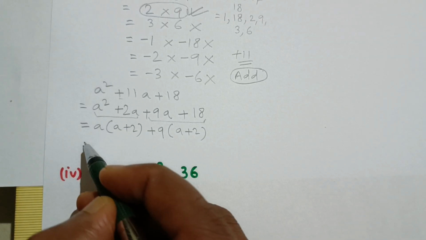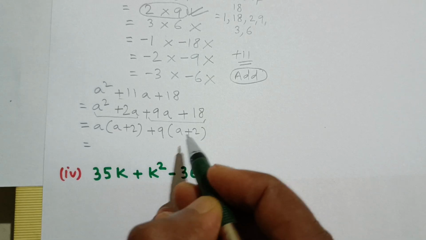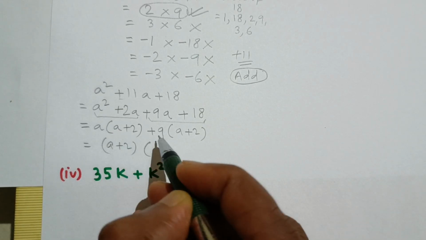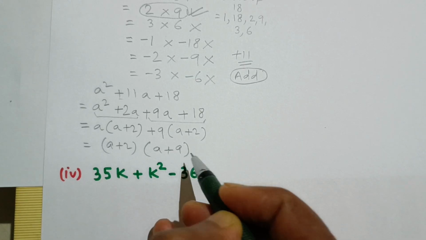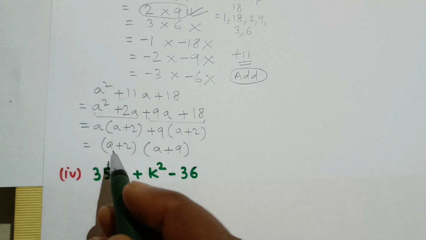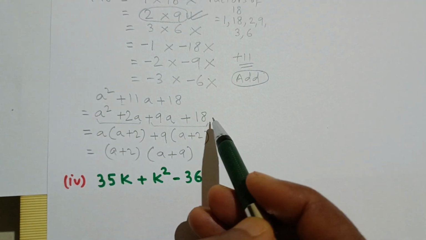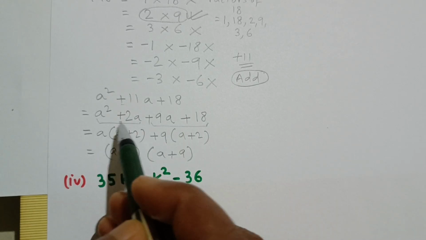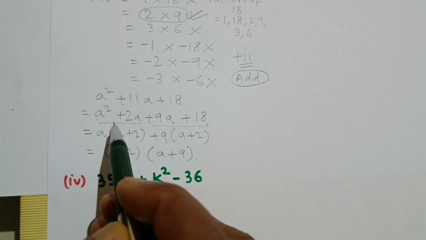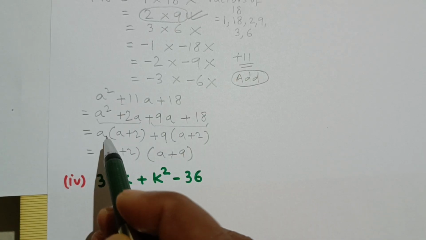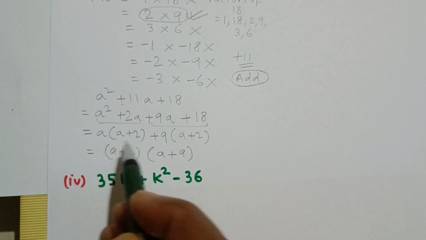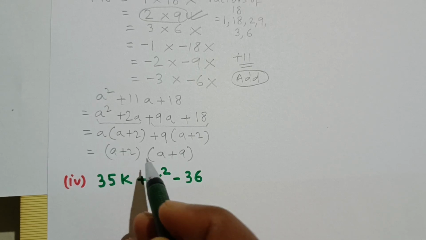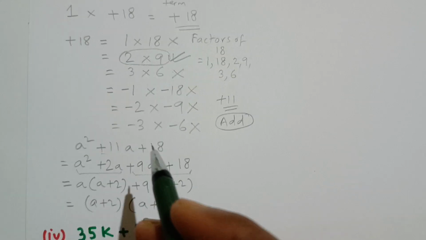Let us factorize this. So a plus 2 is common, and what remains is a plus 9. And this is our answer. From here onwards you know how to do it, because I am just factorizing. First I took these two terms in one group, these two terms in another group, I factorized them, and then this also I factorized. So this is my final answer, a plus 2 into a plus 9.